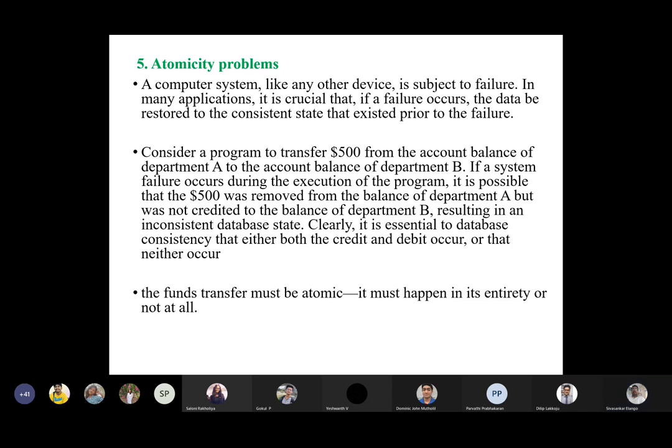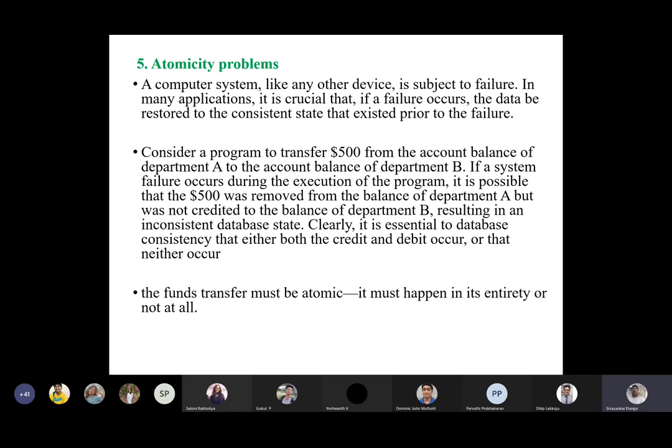what happens? The money is lost. The system failure may be due to hardware failure, software failure, network failure, or power failure. There may be different reasons for failure. What happens in a conventional file processing system is that the money is lost and it results in an inconsistent variable state or database state. So we need to ensure that there is no atomicity problem.